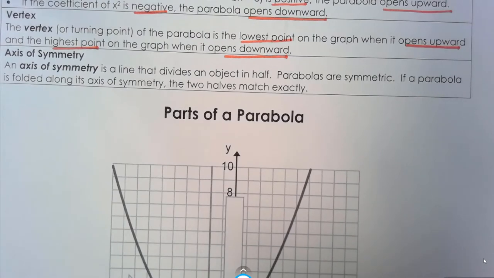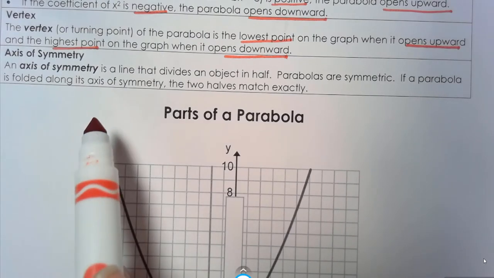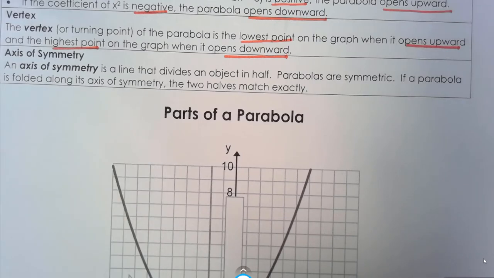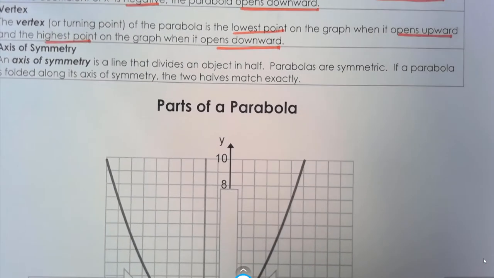And then we also have what's called the axis of symmetry, which is a line that divides an object in half. Parabolas are symmetric. If a parabola is folded along the axis of symmetry, the two halves match exactly. So, parts of a parabola.